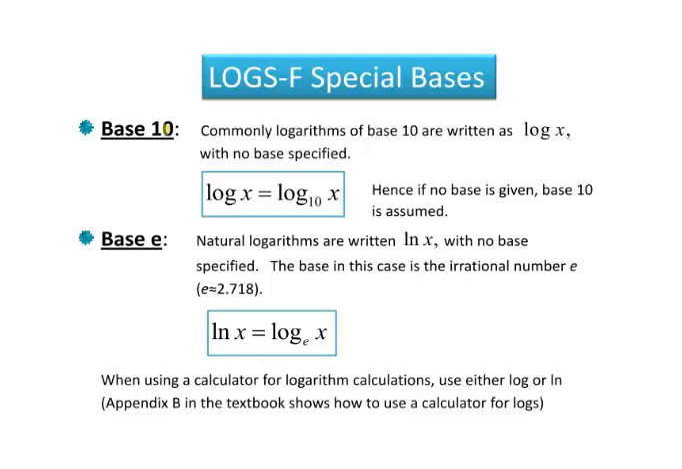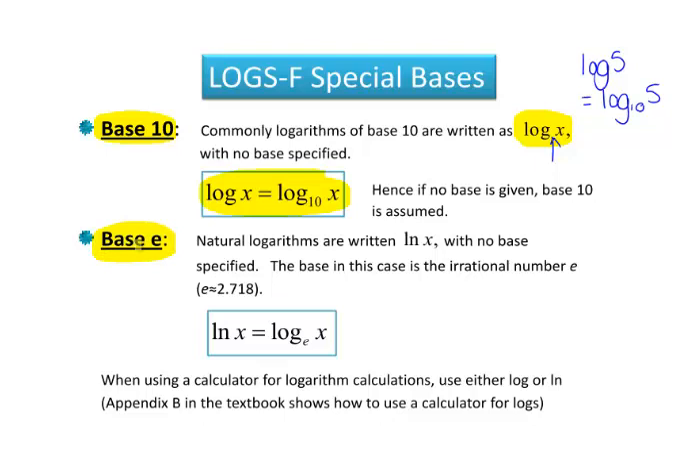And the first one is base 10, and that simply means if we see log of x without any base written, we assume it's a base 10. So if I see log of 5, that actually means log base 10 of 5, and you can see that's written just here. So if ever you see log of x, it just means log to the base 10. It's assumed that if no base is given, that it's a base 10.